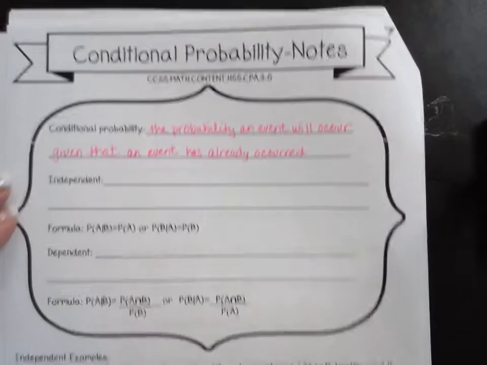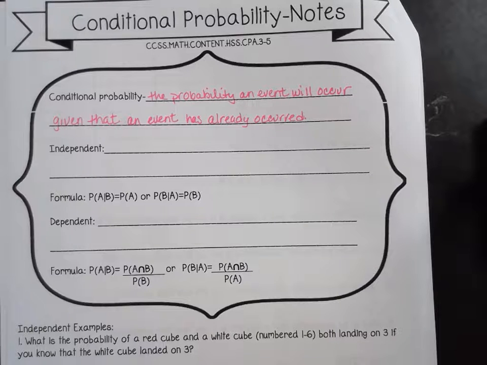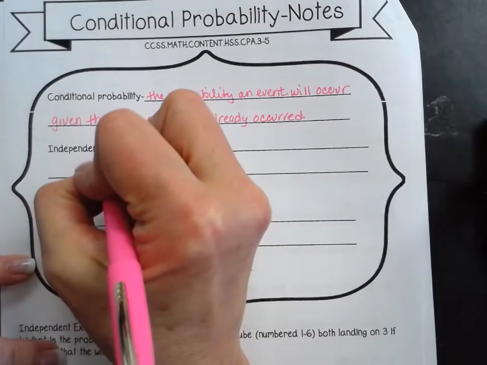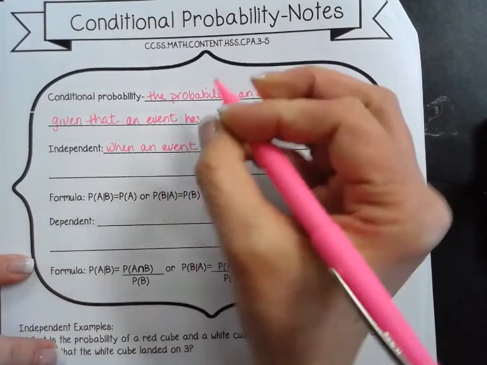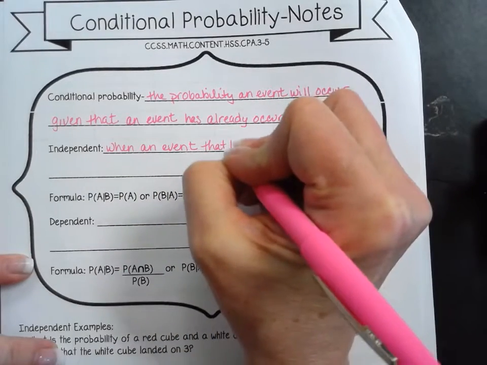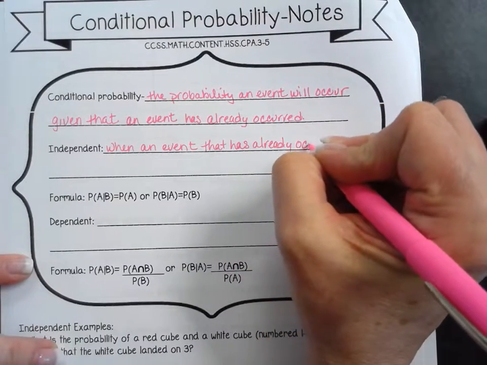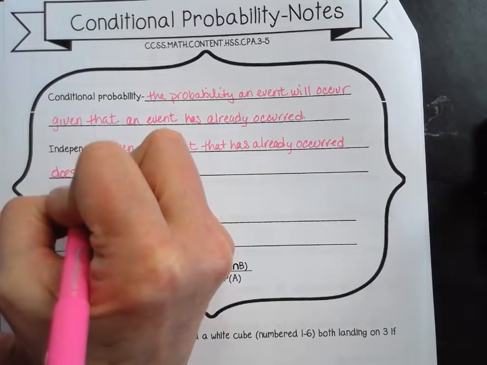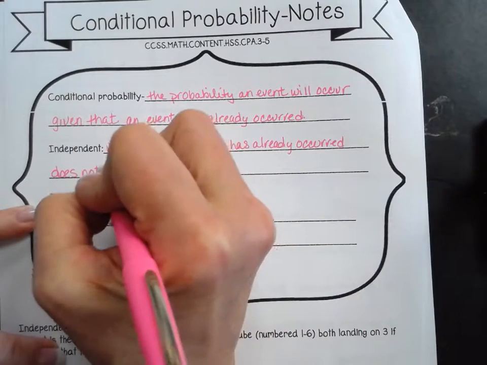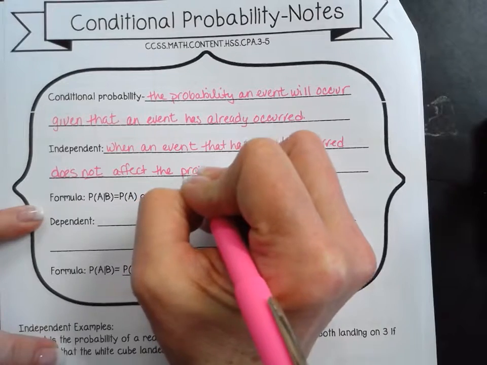Okay. So we go back to independent and dependent again. Same kind of thing. If it's independent, it does not affect. So an independent is when an event that has already occurred does not affect the probability of the new event.